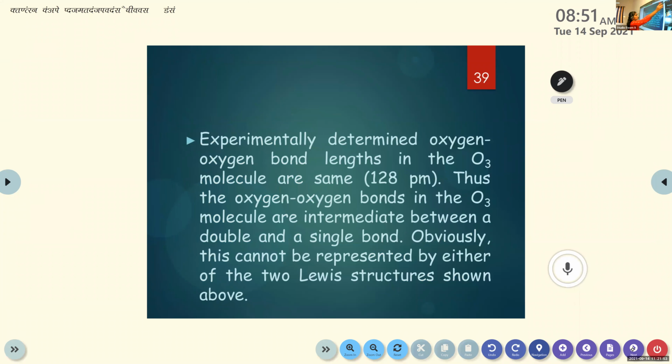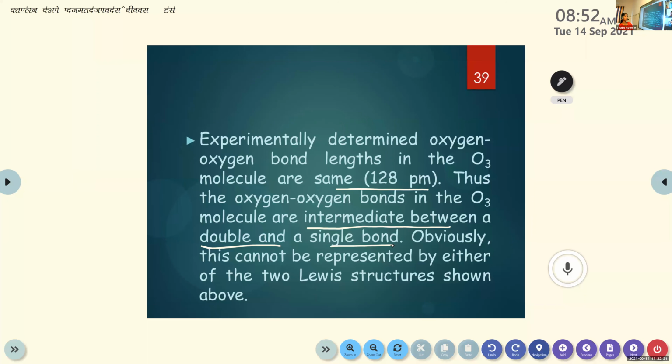That's related to this ozone itself. The experimentally determined oxygen-oxygen bond length in ozone is the same. Okay, that means in the case of both oxygen atoms, the bond length is 128 picometer. Thus, the oxygen-oxygen bonds in the ozone molecule are intermediate between a double and single bond. Obviously, this cannot be represented by either of the two Lewis structures shown above. That means the previous structures. We cannot represent the bond length 128 picometer using first and second resonance structures.